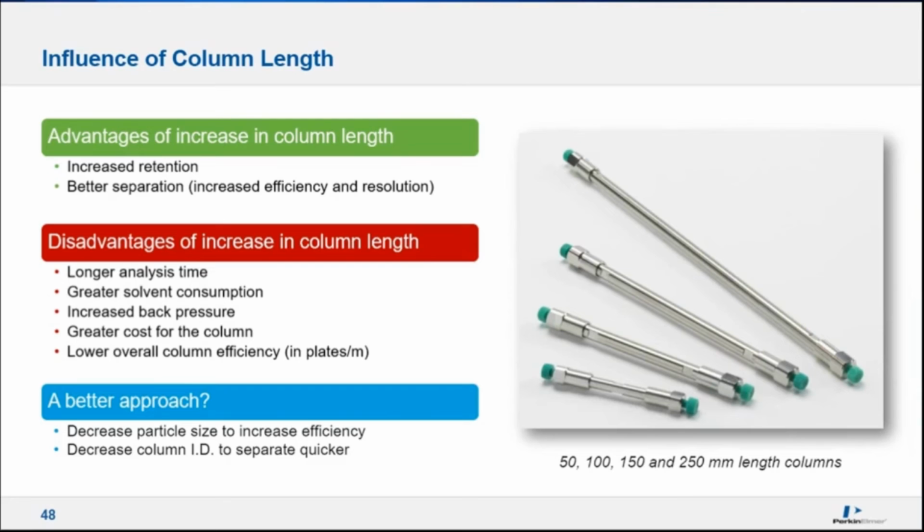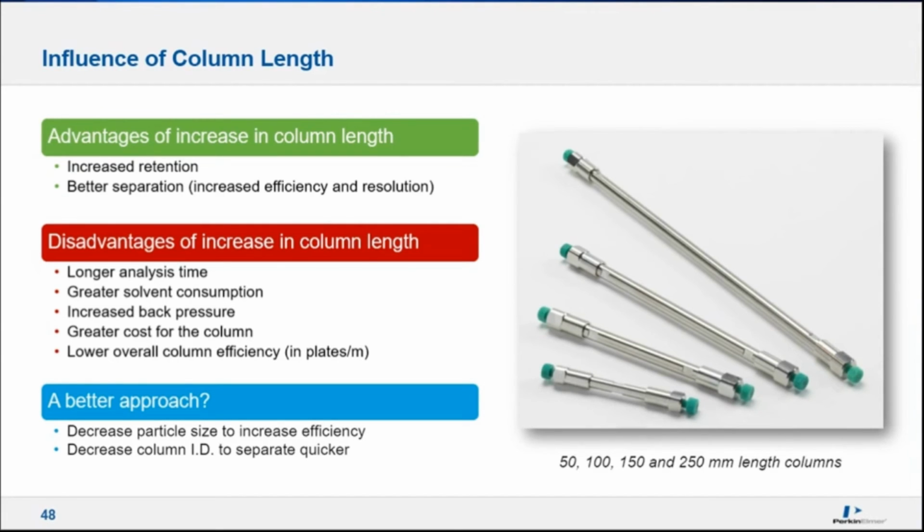So, in terms of advantages of increasing column length, you increase retention, you get better separation, and increased efficiency and resolution. The disadvantages are significant, including longer analysis time, greater solvent consumption, increased back pressure, greater cost for the column, and lower overall column efficiency in terms of plates per meter.